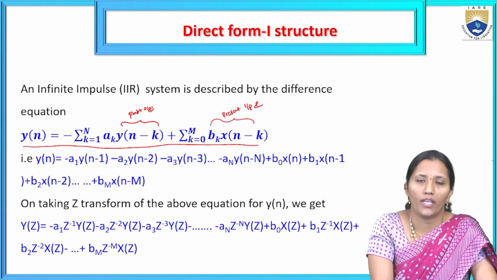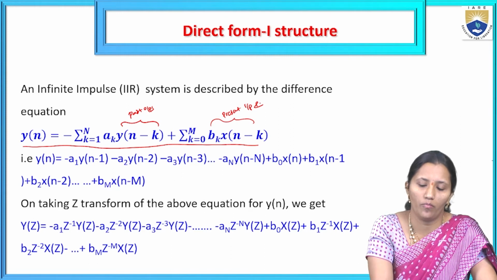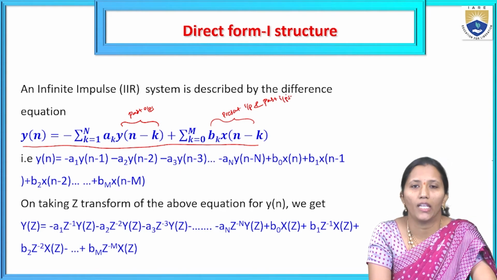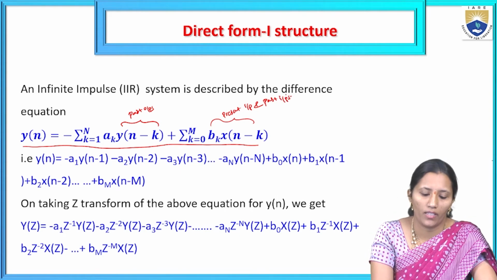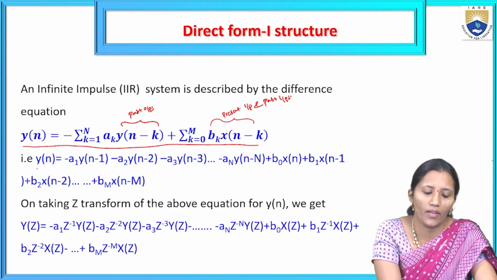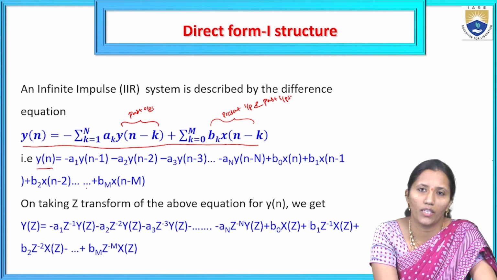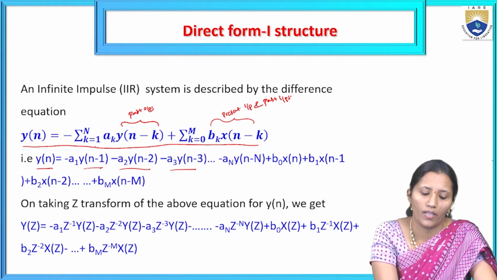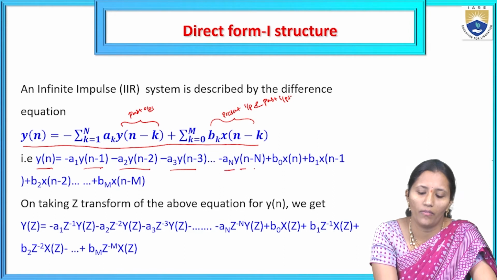And if we substitute k equal to 1 to m, b1 x of n minus 1, x of n minus 2, up to x of n minus m, those are the past inputs. So we are taking the IIR filter difference equation and expanding that y of n difference equation by substituting k values. So k equal to 1, a1 y of n minus 1, k equal to 2, a2 y of n minus 2, a3 y of n minus 3, up to 1 to N. So the last term is a_N y of n minus N.